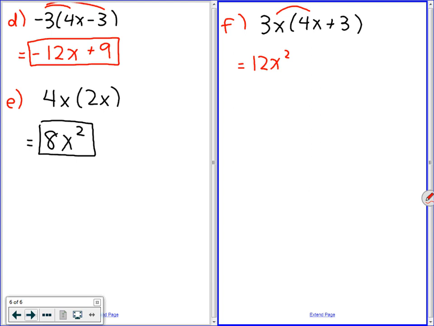Okay. I think I want to get your name, Anthony. Perfect. Anthony, 3x times 3 is going to be what? 9. Almost. 9x. Right? Because 3 times 3 is 9, and then x just carries through. Okay? It's going to be 12x squared plus 9x.